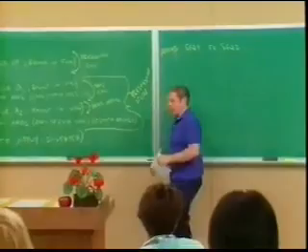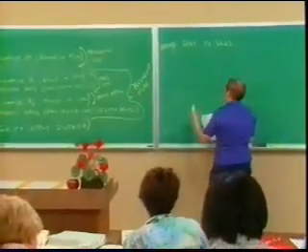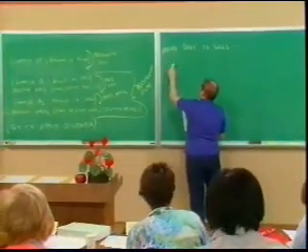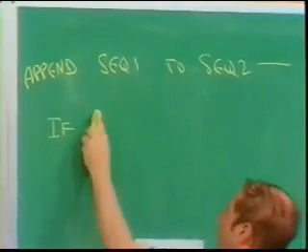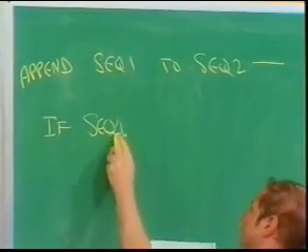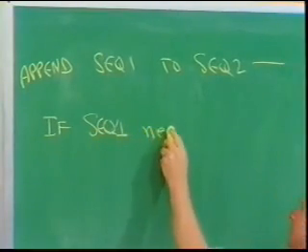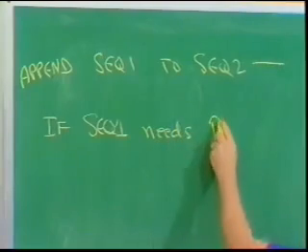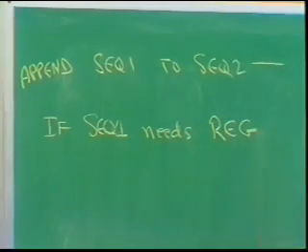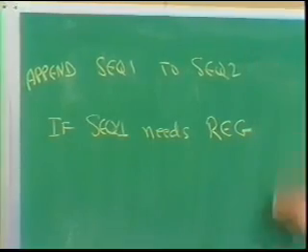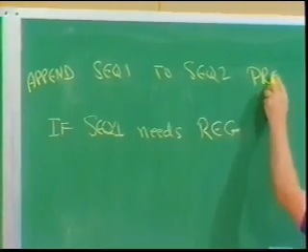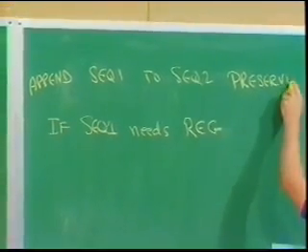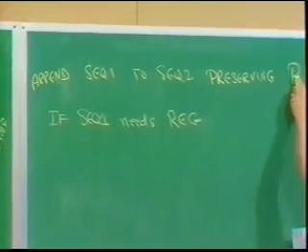So the actual append operation looks like this. What it wants to do is say, here's what it means to append two code sequences. So if sequence 1 needs a register, I should change this, append sequence 1 to sequence 2, preserving some register.